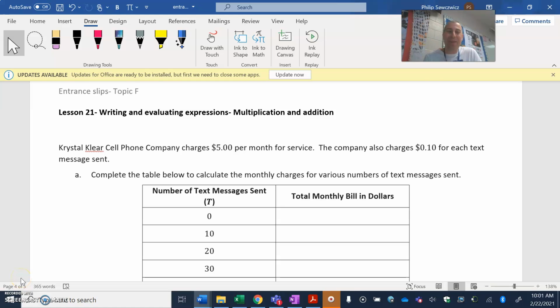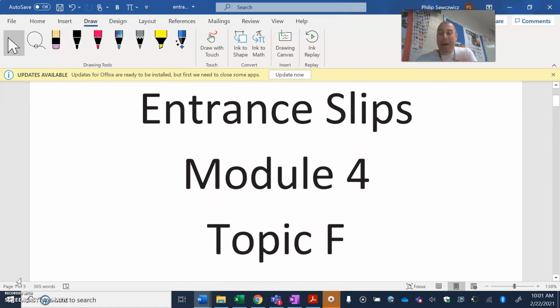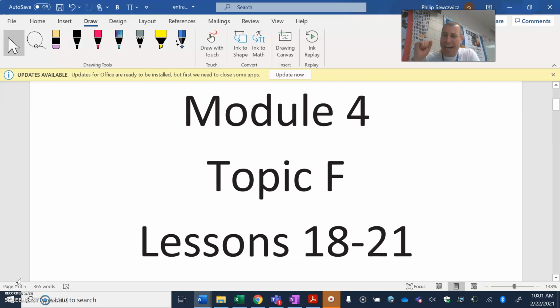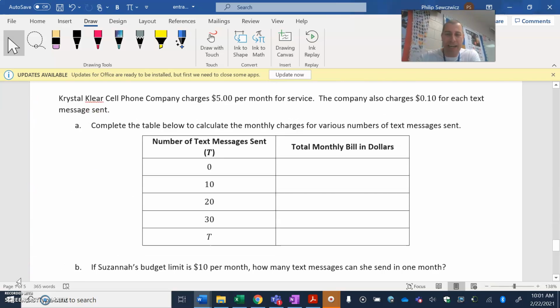Hey everyone, so we are in lesson 21. We are in our entrance lips, module 4, topic F, and oh my, at the end here. All right, let's get there. It means last page. Here we go.